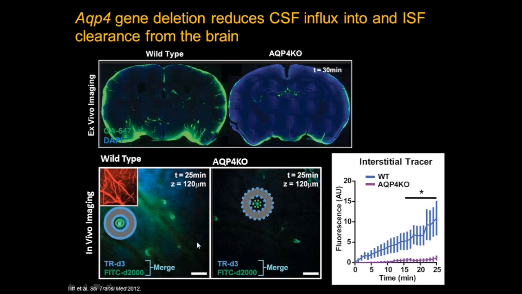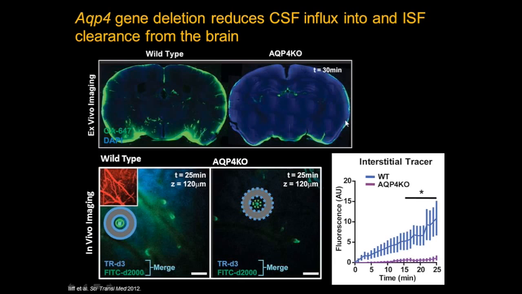So this is ex vivo. These are in vivo imaging. These are frames taken from 120 microns below the cortical surface, 25 minutes after tracer injection. You see that in the wild-type mice, tracers in the perivascular space, big tracers, small tracers, make it out into the surrounding interstitium. This is quantifying the movement of the small tracer into the interstitium here, so it's accumulating. In the aquaporin 4 knockout mice, you see that the big tracer is still able to get into the perivascular spaces. So those Virchow-Robin spaces are still patent, but the movement of the tracer out into the surrounding tissue is dramatically reduced in the knockout mice, and that's quantified here.